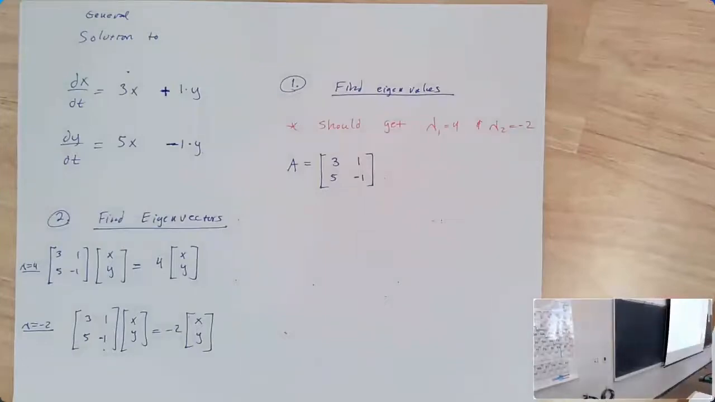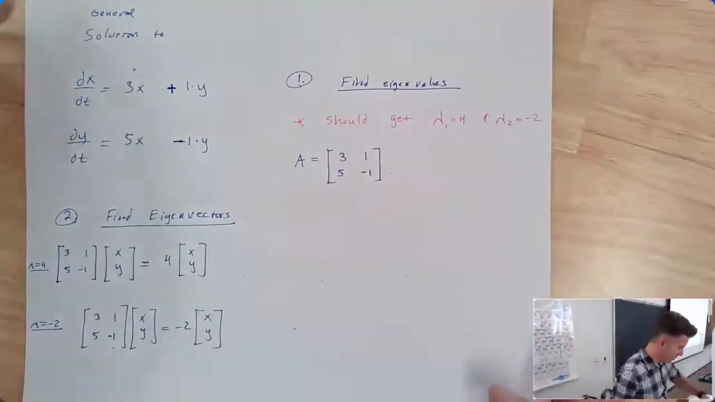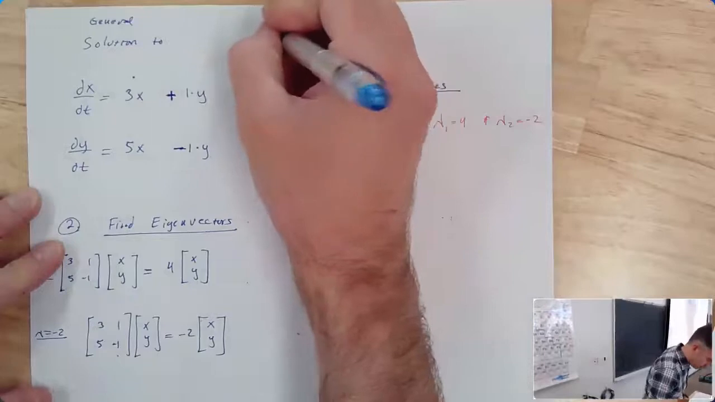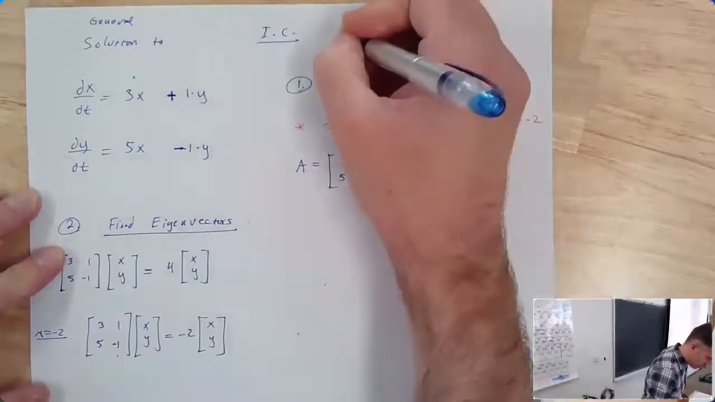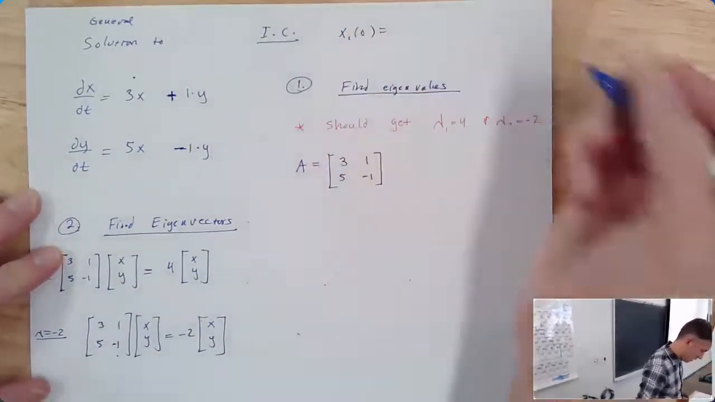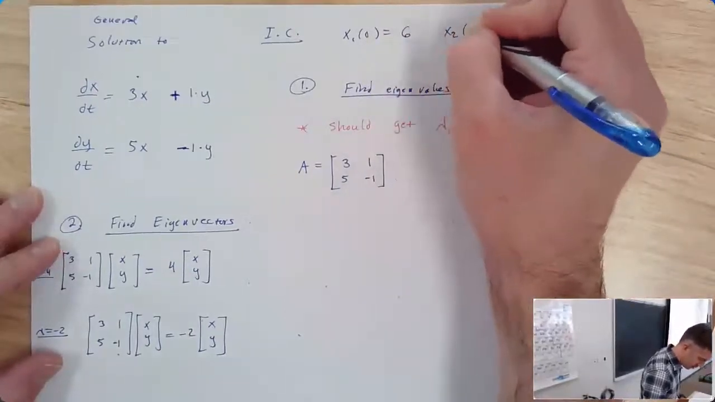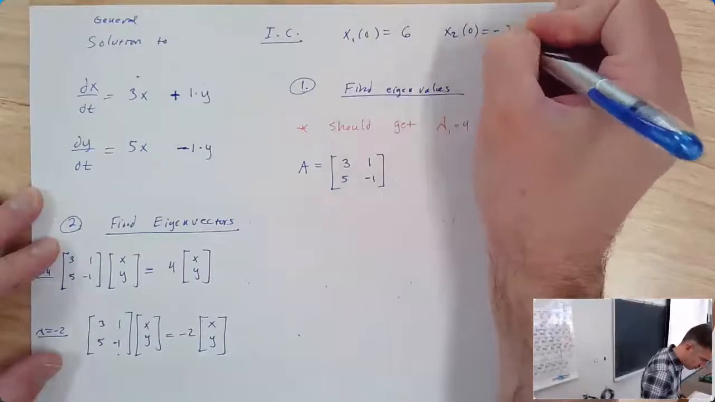Yeah, I'll give you guys initial conditions as well. Now, I will tell you, if someone gives you initial conditions where it's not time equals 0, it's usually really terrible. So almost always it's going to be time equals 0. So let's say our initial conditions are x1 of 0 equals, I'm just going to make something up, it might turn out terrible, and x2 of 0 equals -2.